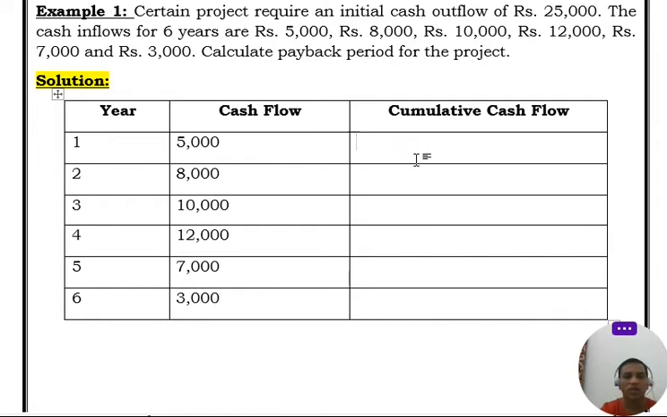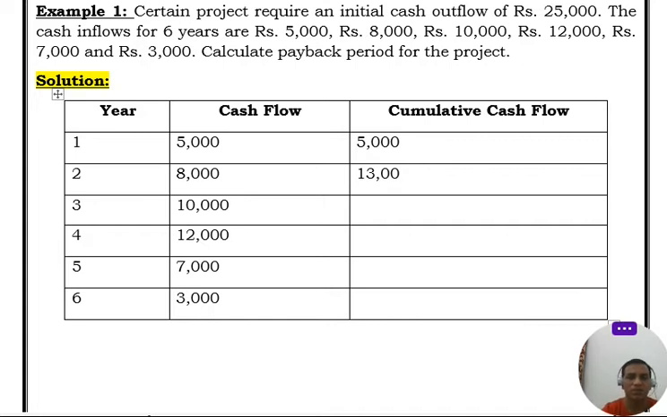And now we have to calculate a cumulative cash flow column. Then only you can apply the formula. What is the cumulative cash flow column? First year as usual the same, 5,000. And then second year, cumulative means the total of the first and second year.